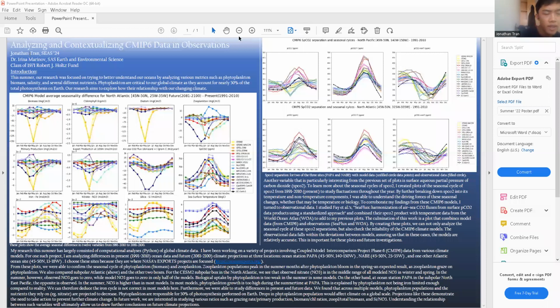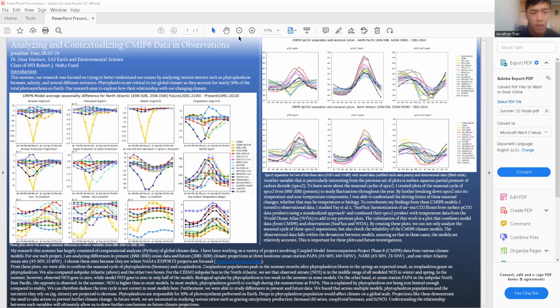Okay, today I'm here to talk to you about my research this summer. This summer I was looking at various metrics that will help us better understand our oceans, and we see CMIP6 data in the first plot, which covers multiple ocean models, and I looked at three boxes in the ocean, one in the Pacific Ocean and two in the Atlantic Ocean.